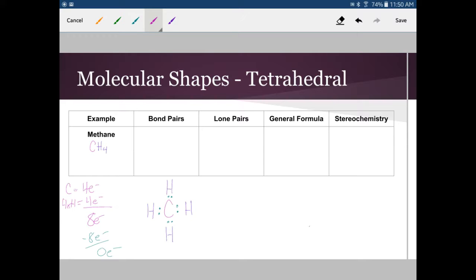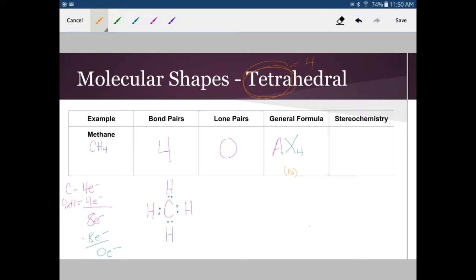Now, when I look at my bond pairs, I see that I have 4 bond pairs. I have 0 lone pairs. And my general formula would be 1 central atom, AX4. And again, I don't need to put this in there. I'm just going to jot it down in brackets underneath. I have E0. And our stereochemistry is tetrahedral. Tetra meaning 4. And hedral is sort of a general shape that we exhibit.